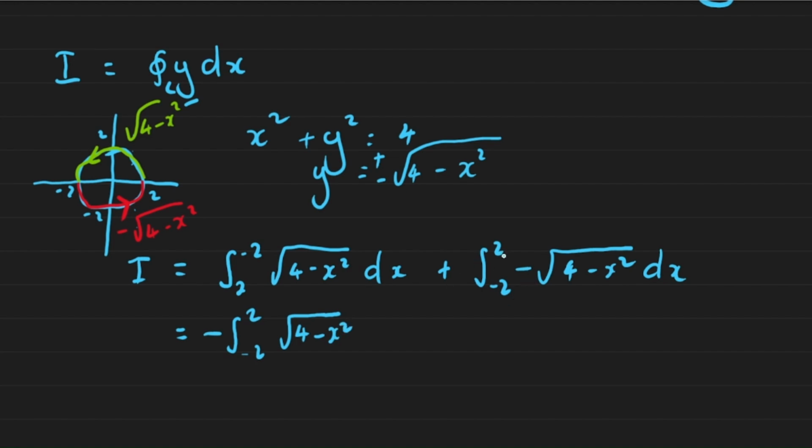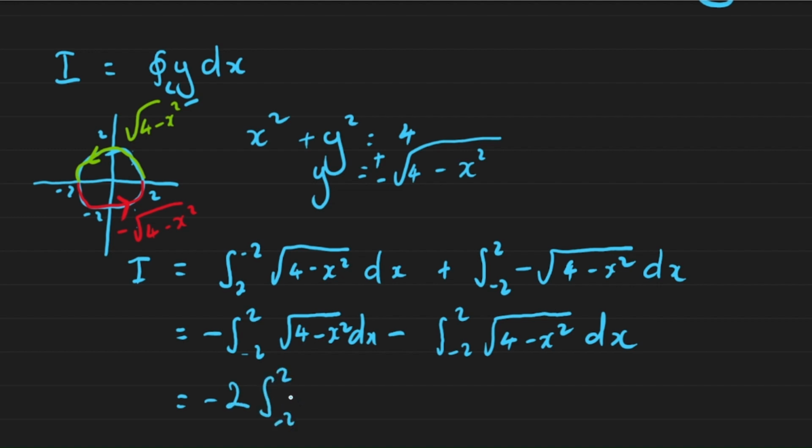Okay, bring that minus to the front in the second term. This is also from minus 2 to 2, and that's the square root of 4 minus x squared as well. Let's not forget the dx. So you can see that the first term is the same as the second term. So it's just the same as 2 of the same integral, essentially minus 1 minus 1 gives us minus 2.